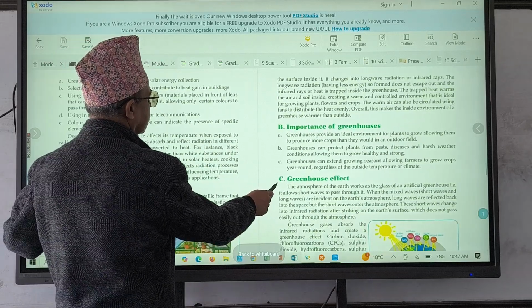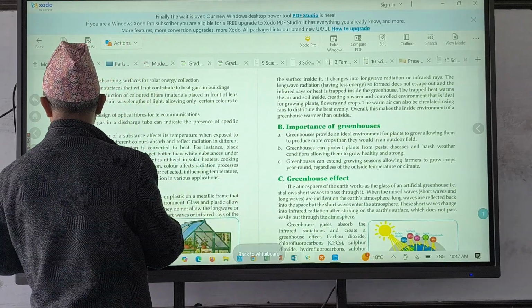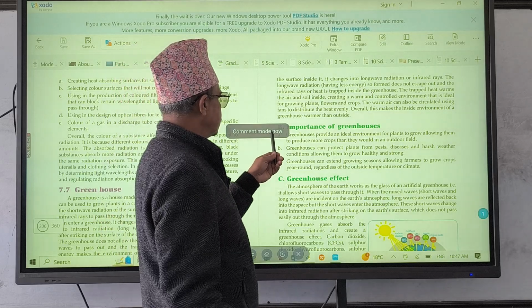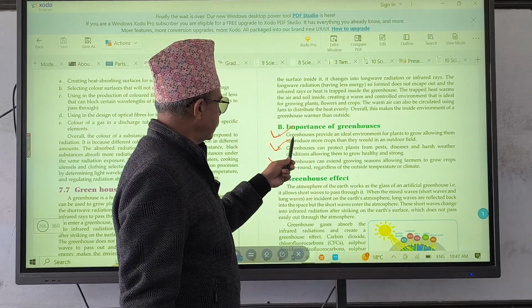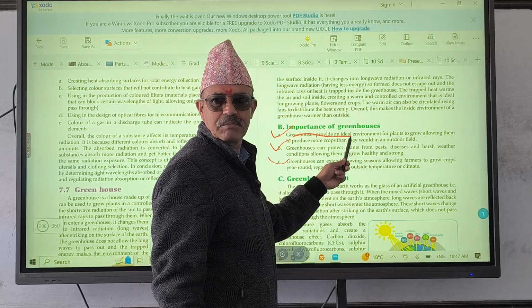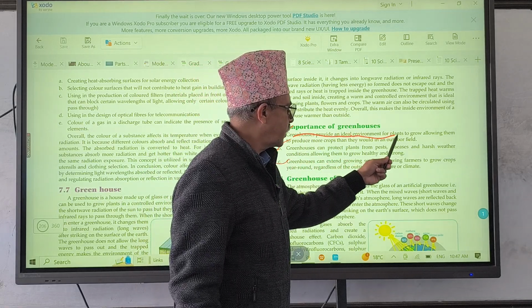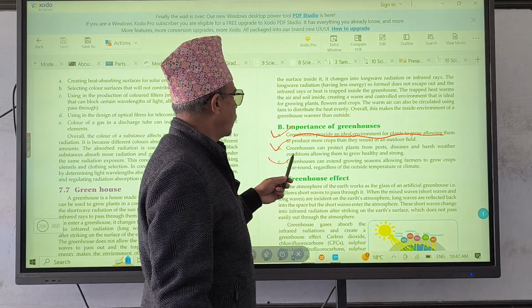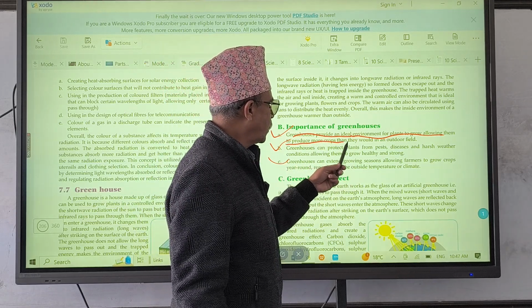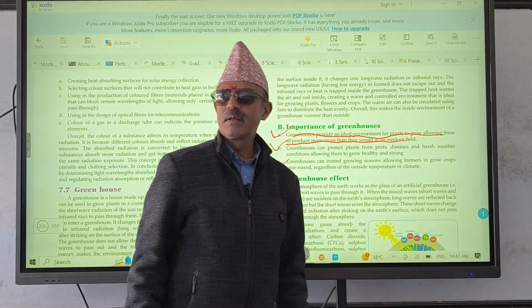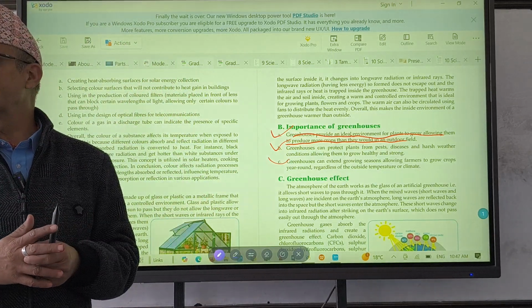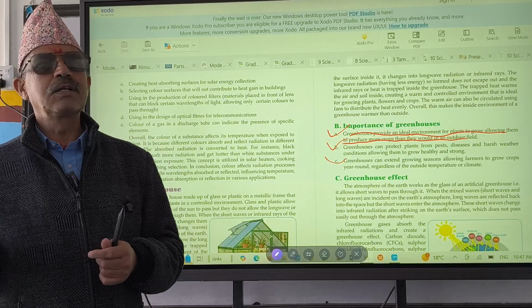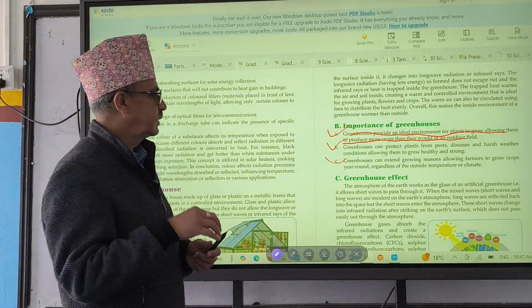Importance of greenhouse. How many importances are given? What is the first one? Provides an ideal environment for plants to grow, allowing them to produce more crops than they would in the outdoors. Those plants which are grown inside the greenhouse can yield more crops in comparison to outside.